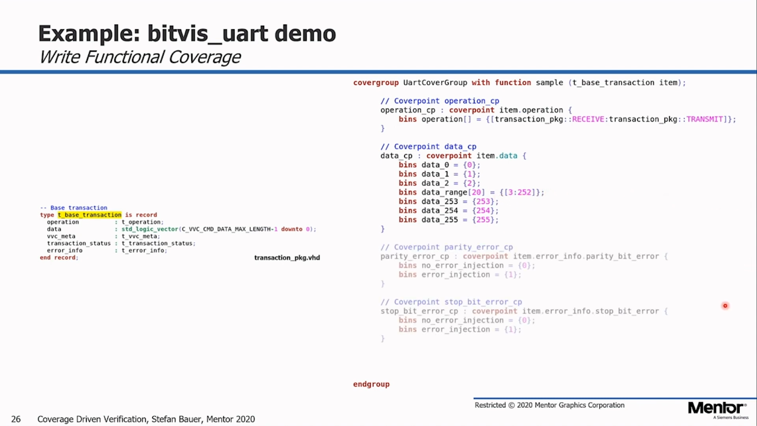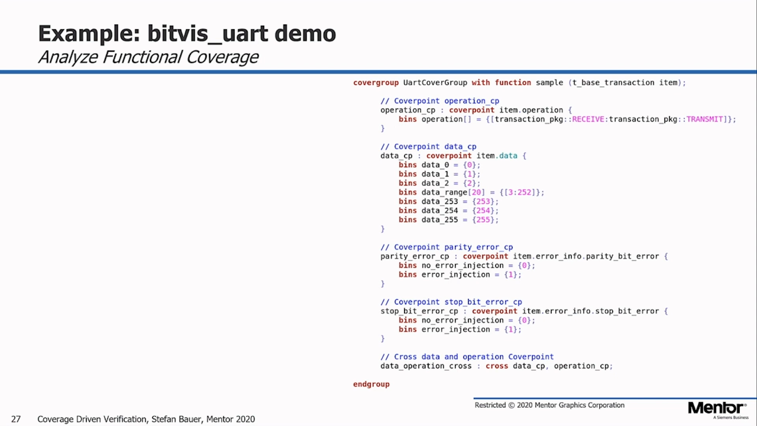I'm also adding cover points for the stop bit error and for the parity bit error. And last but not least, I also created a cross item. You see that I cross the data and the operation cover point. The result will show that I've covered all data bins for transmit and for receive.